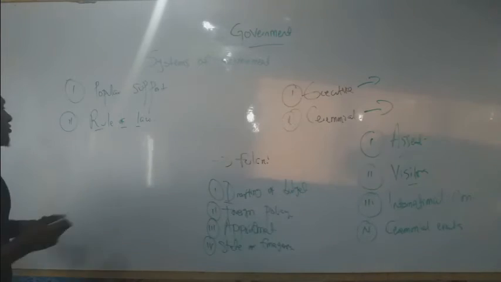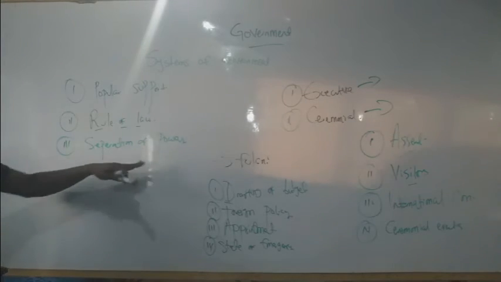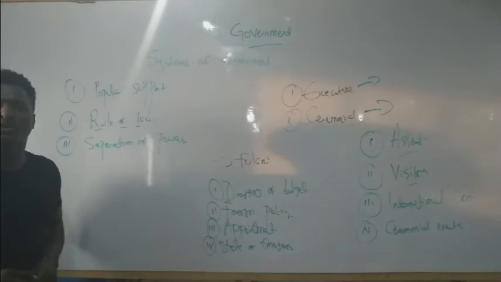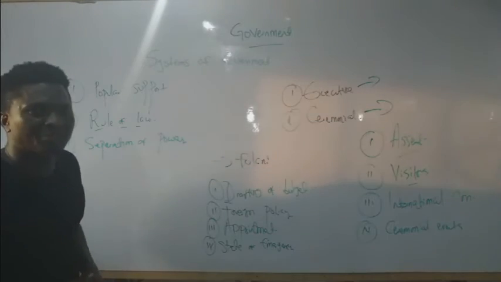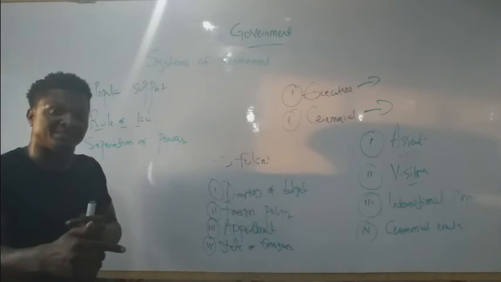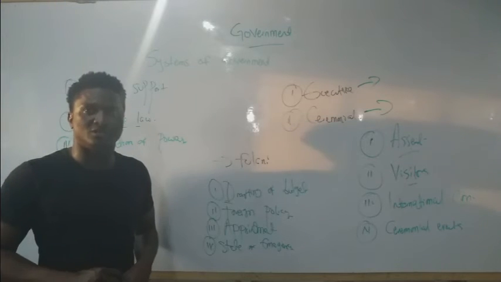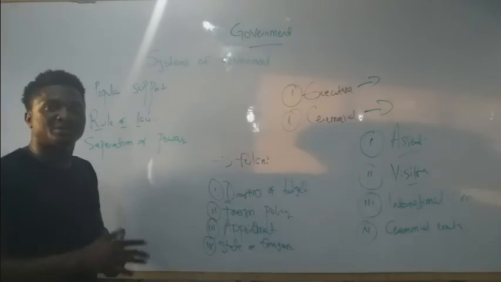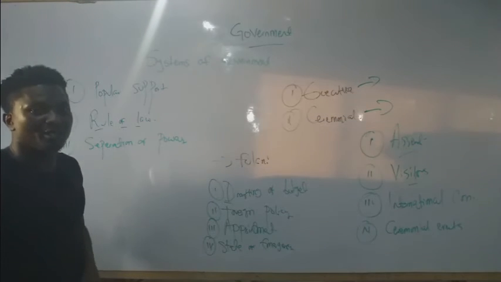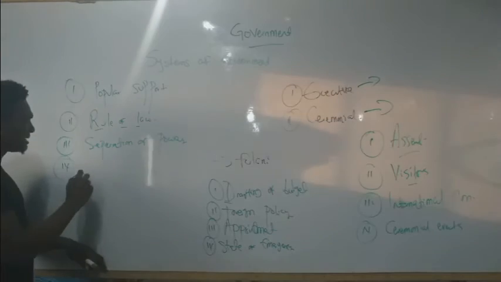Another feature of the presidential system of government is separation of powers. Now, separation of powers is a concept that was popularized by the French philosopher Baron de Montesquieu, who wrote a book in French, Esprit des Lois, in English meaning the spirit of the laws. It talks about powers being clearly separated and defined amongst the three organs of government, the executive, the legislature, and the judiciary. So ladies and gentlemen, in a presidential system, the power of government is duly separated, defined, and regulated by the Constitution.